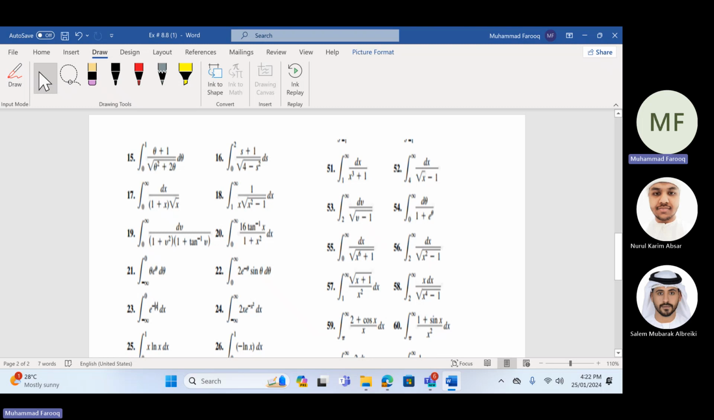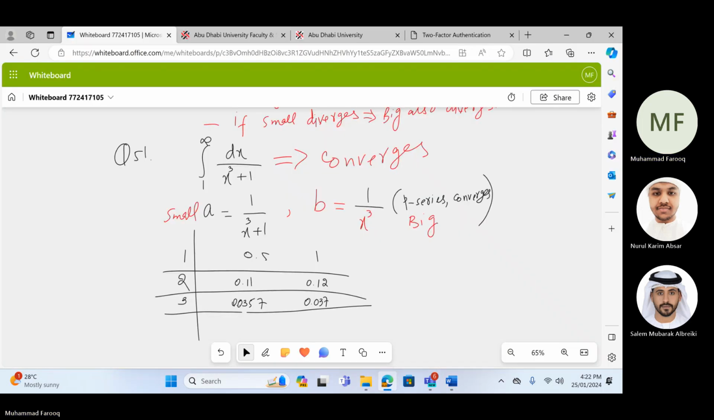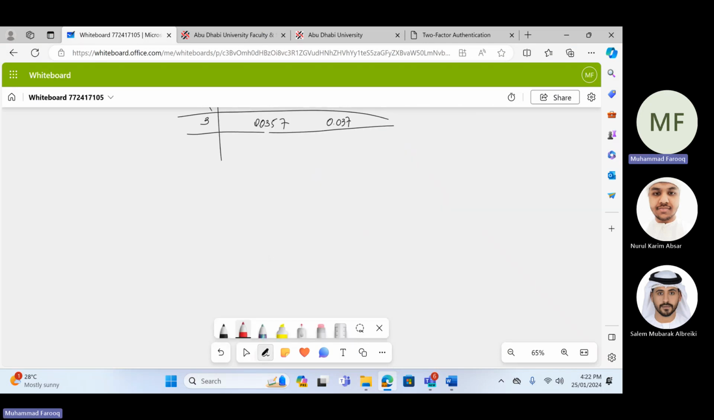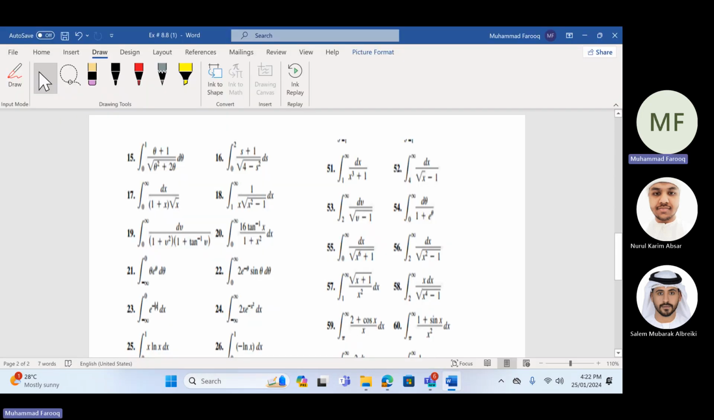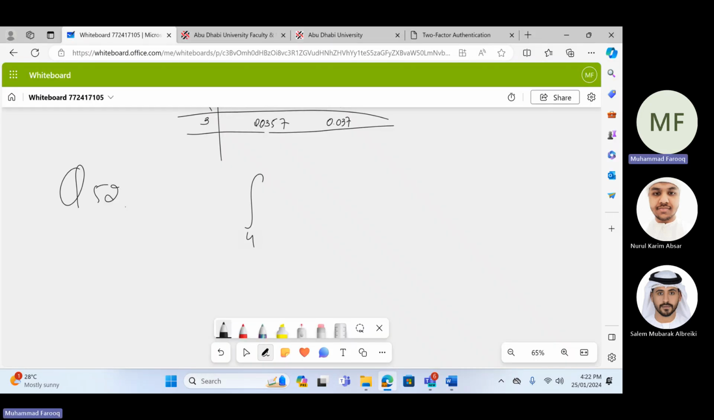Question 52, please. Integrate from 4 to infinity, dx divided by square root of x minus 1.